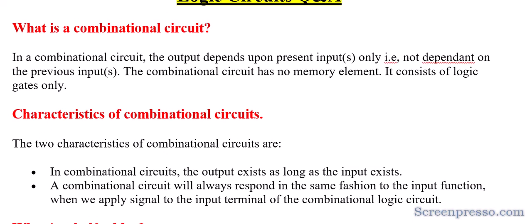Once I say combinational circuits, what are the characteristics of combinational circuits? The characteristics of combinational circuits are: the output exists as long as the input exists. Means once I remove the input, I will definitely stop getting the output. As long as I am applying some input, only then will I get the output.